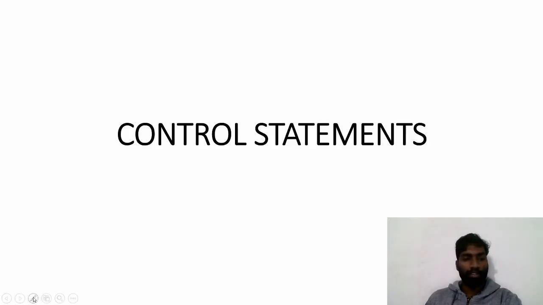Today we are going to see the control statements. In previous classes we saw what the interactive mode is, what the script mode is, and how to declare a variable, like a equal to 10. Here a is the variable name and 10 is the variable value. What data type is this? It is a numeric data type.